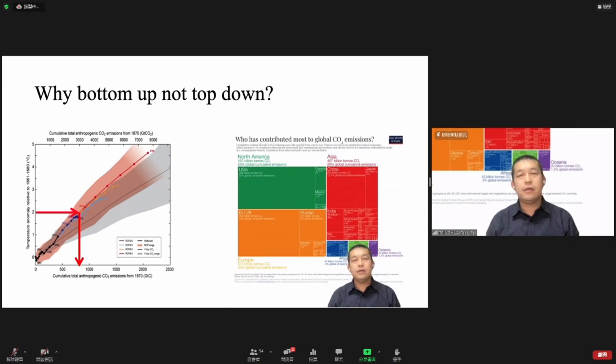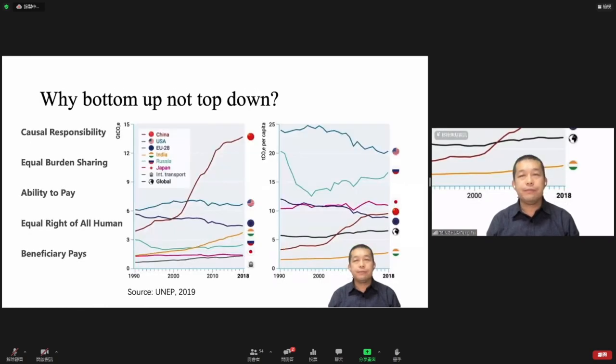Given that the current annual emission is about 42 gigatons, we will exhaust the 1.5 degree carbon budget within the next 10 years. So the question is, can we divide that limited budget among different countries so that we can agree and guarantee to achieve the temperature goal, because we can limit our budget as a whole? The answer is that it is very difficult. Why is this the case? Because we need to first agree on the principle to divide that limited pie. And we have different principles.